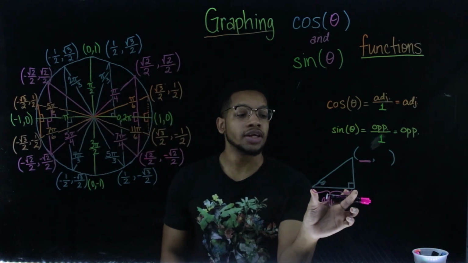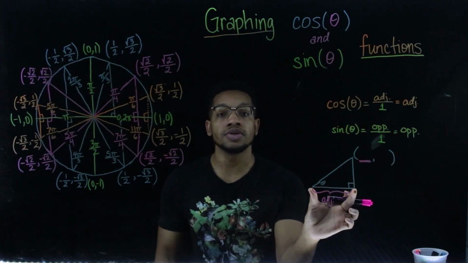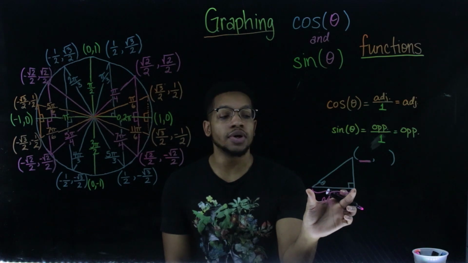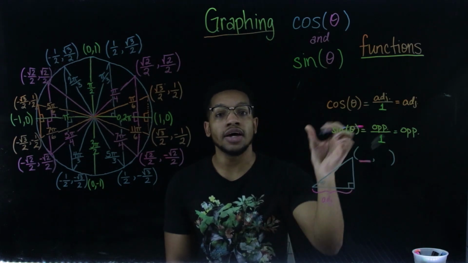And so in that case, if theta was pi over 6, then my adjacent side would be square root of 3 over 2. And as you can see, whatever that adjacent side is, that's equal to the cosine of that angle theta.